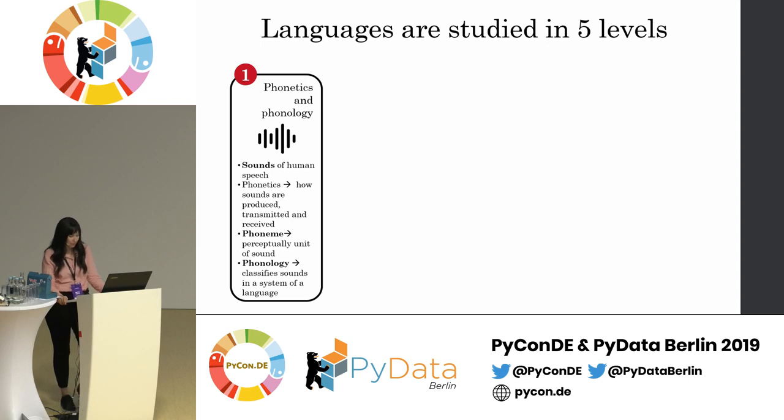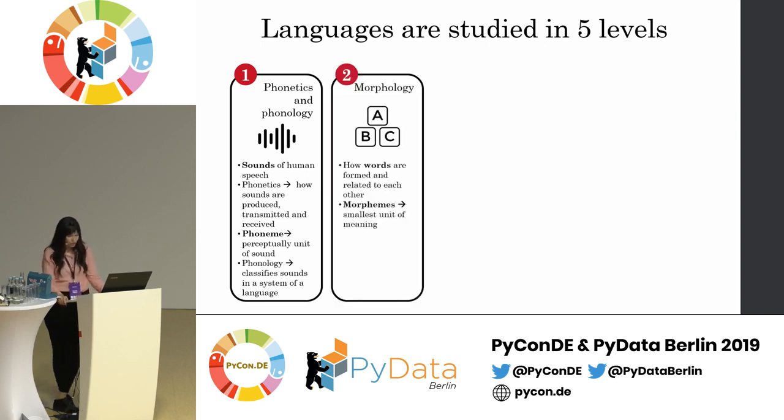Phonetics studies the human sounds, how they are produced, transmitted, and received. Its unit of study is called phoneme, and it's defined as a perceptual unit of sound that distinguishes a word in a specific language. On the other hand, phonology classifies those sounds within the system of a particular language. So, phonetics splits all the sounds that humans make, and phonology puts them together in a system. For example, the English phonology system has 44 sounds.